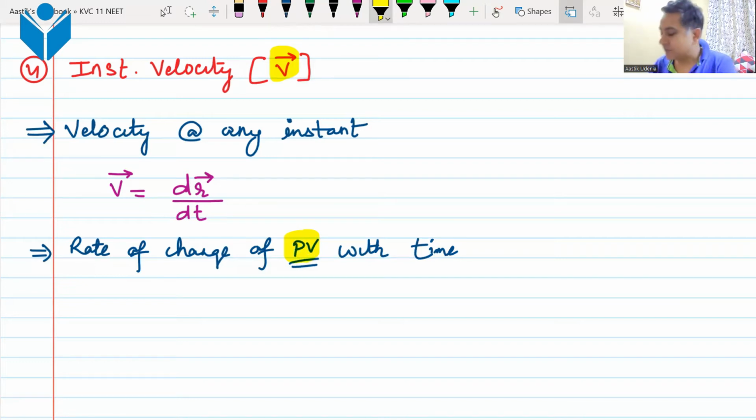Position vector. Position vector with time. Do we understand this? Yes or no?